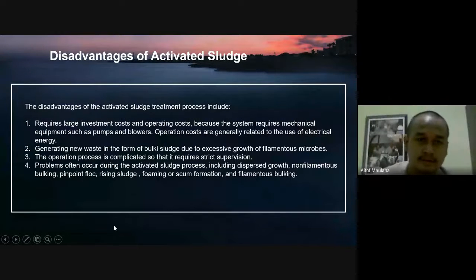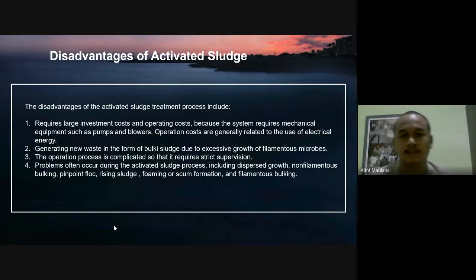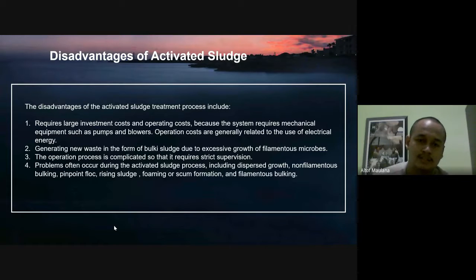The disadvantages of the activated sludge. There are some disadvantages of using activated sludge. The first is that it requires large investment cost and operating cost because the system requires mechanical equipment such as pumps and blowers. The operation costs are generally related to the use of electrical energy.